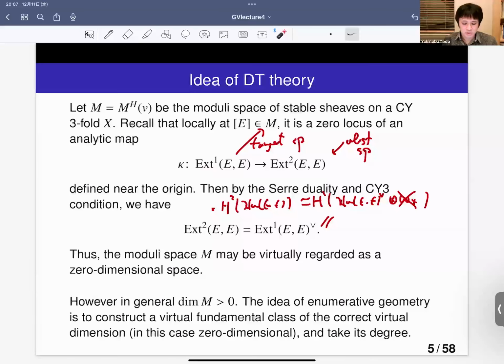However, in most cases, this kappa is not such a generic section. More precisely, it is not a regular section, so that the zero locus of this function may not be zero-dimensional. In fact, in general this dimension is positive. That usually happens in moduli geometry. So the general idea is to construct a virtual fundamental class of the correct dimension. In this case, we want to consider a zero-dimensional virtual fundamental class.